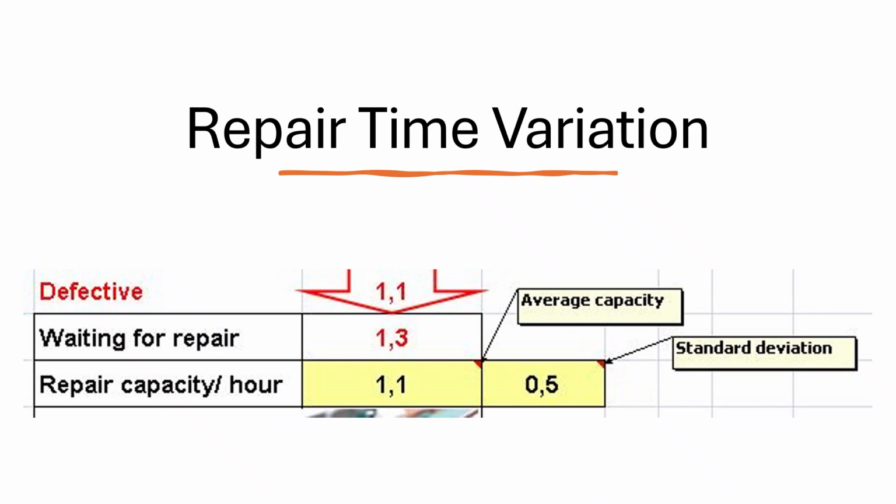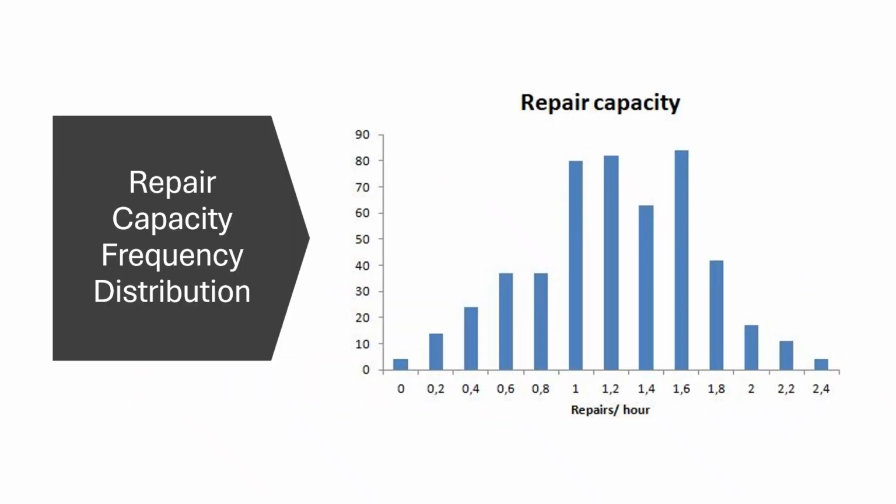Test time typically doesn't have much variation, especially if it is automatic. Repair time, on the other hand, tends to have high variability. Some automatic testers may provide specific repair instructions, but very often repair requires an investigation which might take a long time. Let us assume that in our example an average repair capacity of 1.1 items per hour has a standard deviation of 0.5. Let us assume that repair capacity follows a normal distribution.